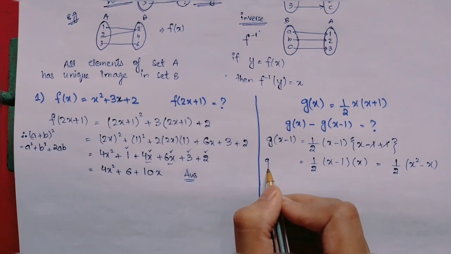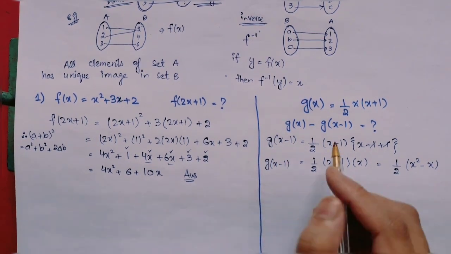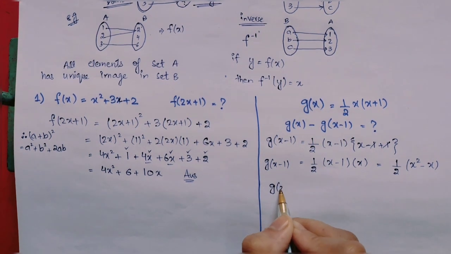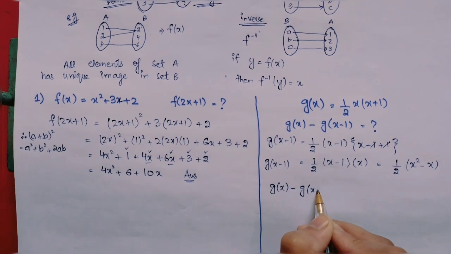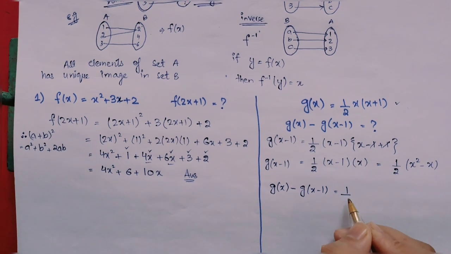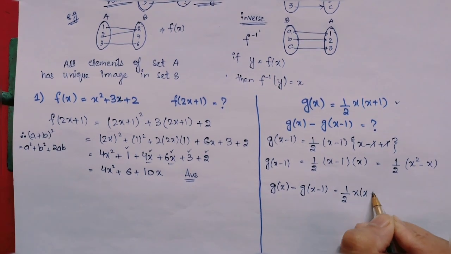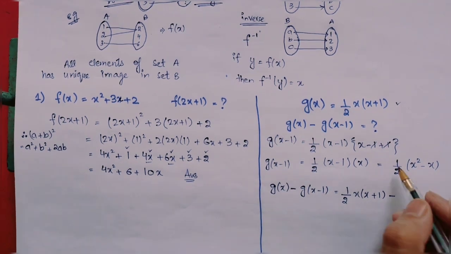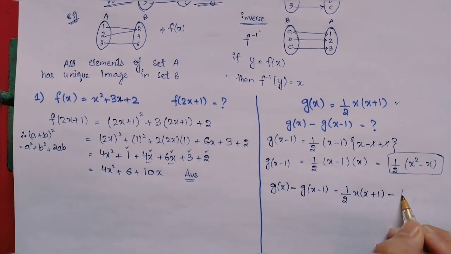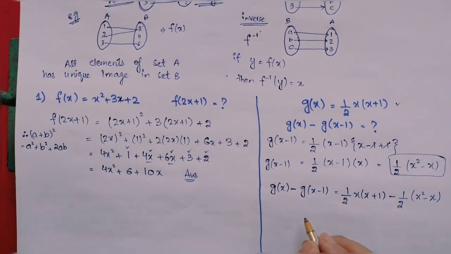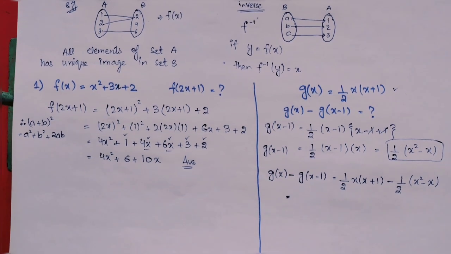So this is your g of x minus 1, and what you have to find is g of x minus g of x minus 1. So write it again: g of x minus g of x minus 1. What is the value of g of x? It is given in the question. I am writing it here, 1 over 2 x plus 1, subtracting g of x minus 1, whose value is this. Put the value here, 1 over 2 x square minus x. Now simplify as much as you can.